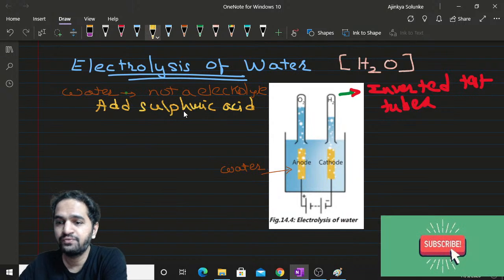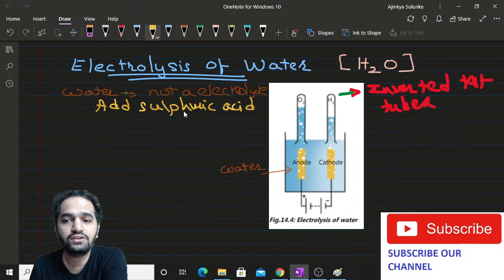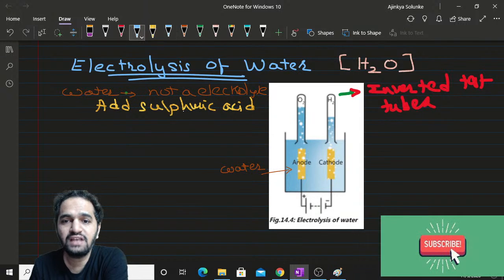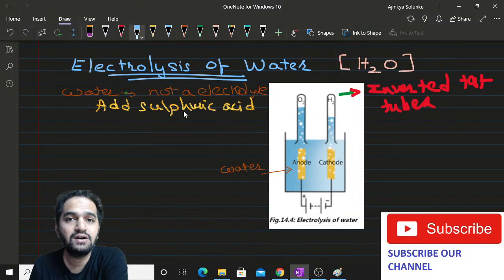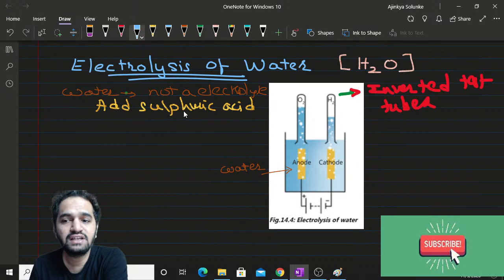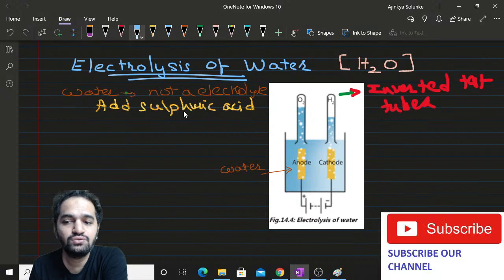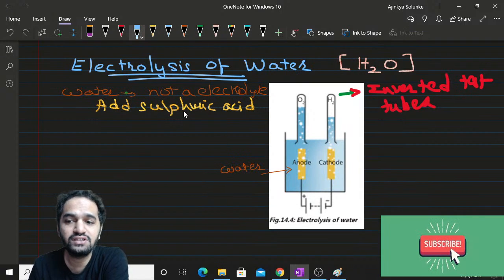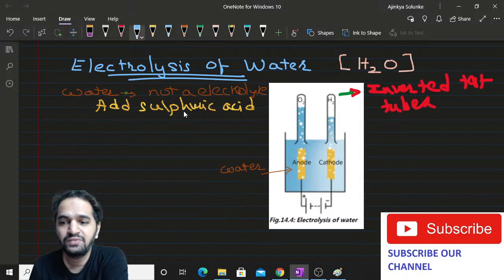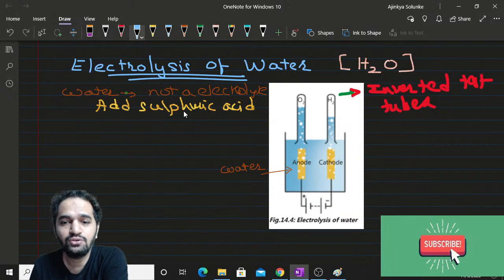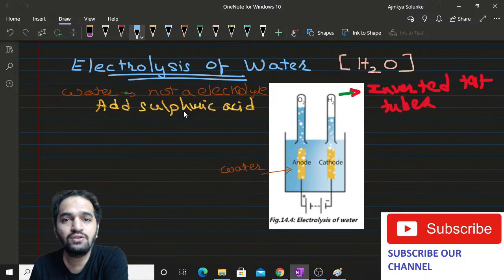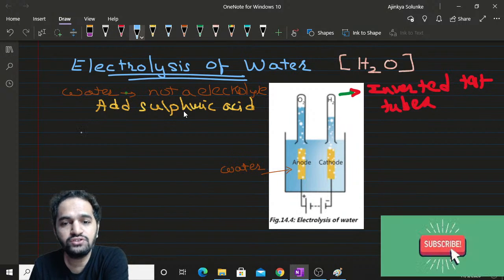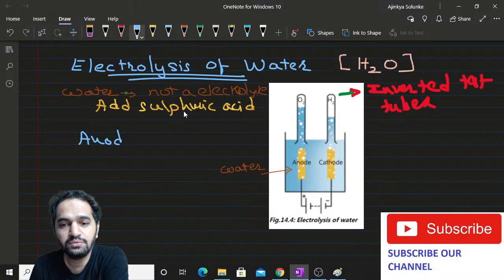Now the question is, after the reaction, what is going to be released at which electrode? Looking at the diagram, can you tell me who is depositing at the anode and who is depositing at the cathode? As soon as we turn on the electricity from the battery, it is going to flow through the anode and cathode, and electrolysis of water is going to take place. Now who is going to deposit at the anode and who at the cathode, that you should remember.